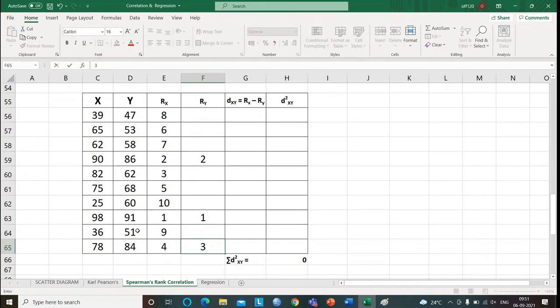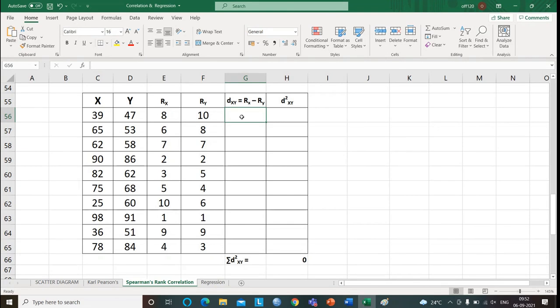We don't have any values in 70s, but we have in 60s. So 68 is fourth rank, 62 fifth rank, 60 is sixth rank. After 60 is 58 seventh, 53 eighth, 51 ninth, and 47, the least value, is given the highest rank. So that is how we found it. That means we have transformed normal values onto the ranks so that we can find out our Spearman's coefficient of correlation.